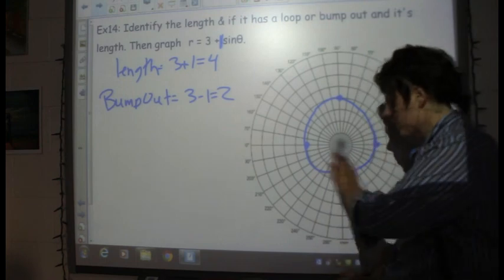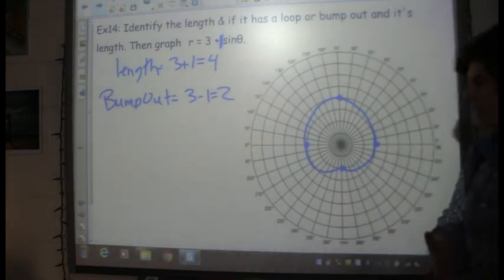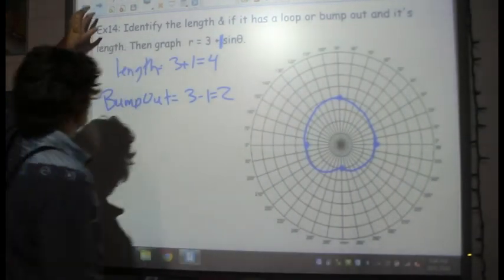So look out, I know they're a little hard to draw, but do your very best, and good luck with our day 1 polar graphs.